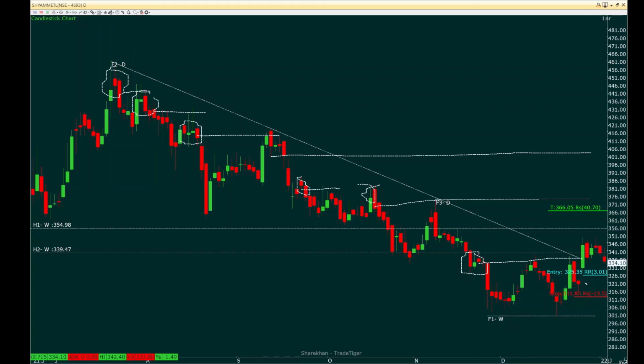In case this area does not work, where you get stopped out, you can still plan a trade up to this level, which is the double bottom kind of structure where the W shape is getting created. So have a watch on this stock. It may give a good return in a shorter duration.